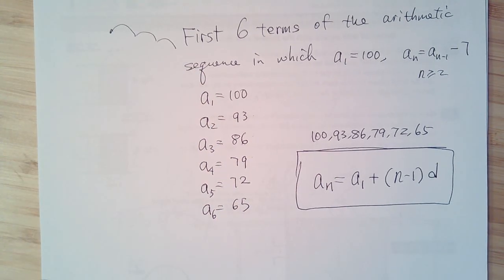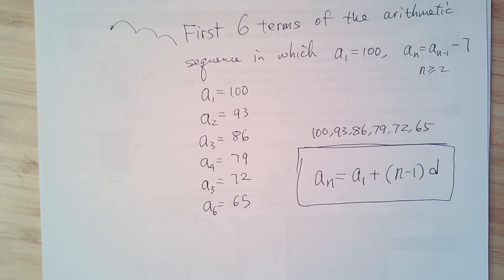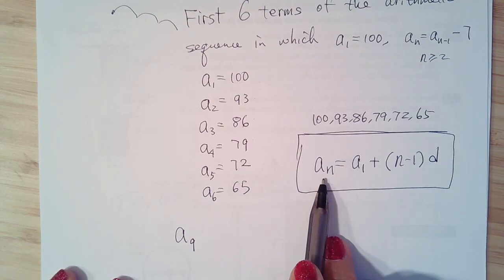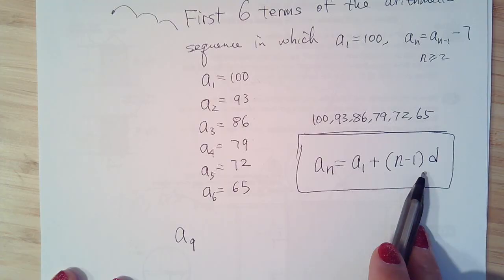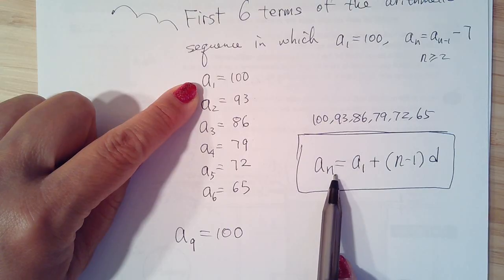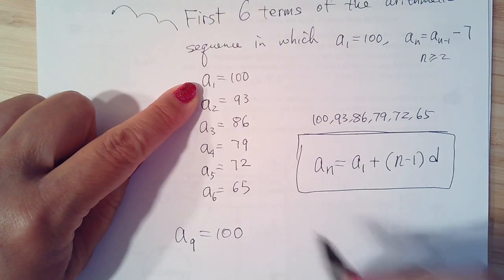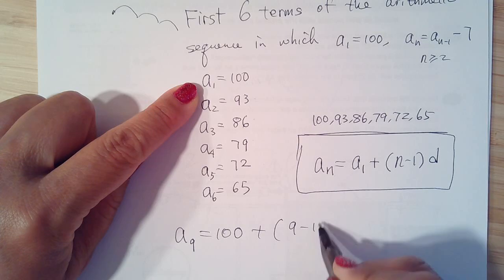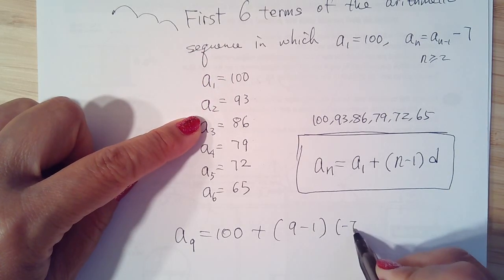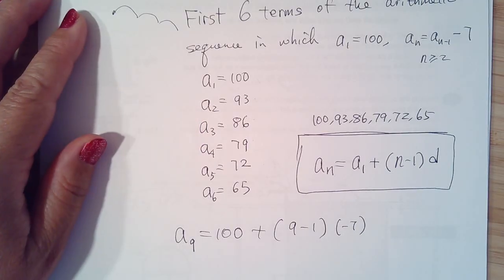Now, if I give you the formula, can you find the 9th term? The 9th term, which means A9, isn't it? A9 by definition will be A1 plus N minus 1 times D. What is A1? A1 is 100, and N is 9 because I'm looking for the 9th term. So here it will be plus 9 minus 1 times D. What is D? D is the difference each time. In this case, it's negative 7.